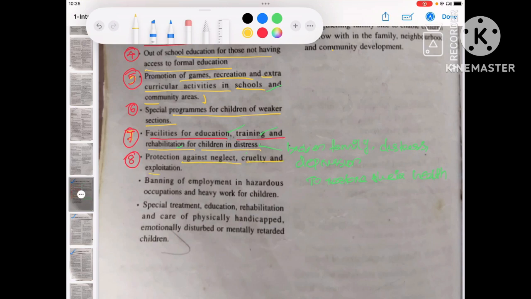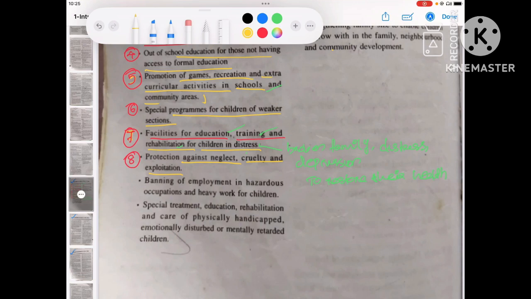Some children are suffering from neglect. Maybe the family or friends will neglect them. There is also cruelty and exploitation. For those children, they will provide protection.